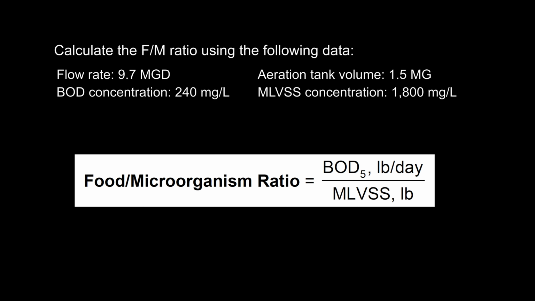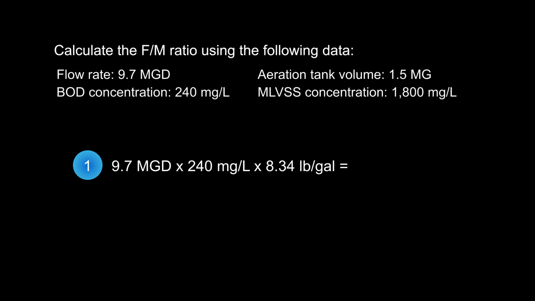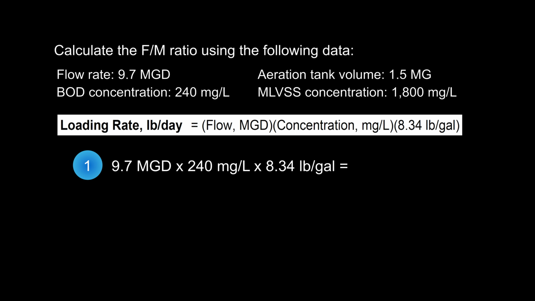The formula is simply the pounds of BOD per day divided by the pounds of volatile suspended solids in the system. So first we have to calculate the food, or the pounds of BOD entering the aeration tank each day. To do this, we use the loading rate formula.